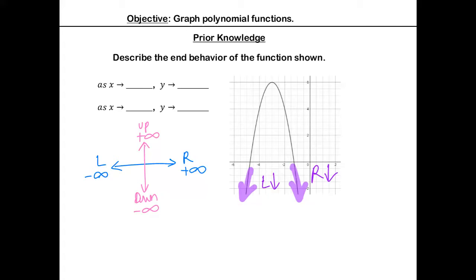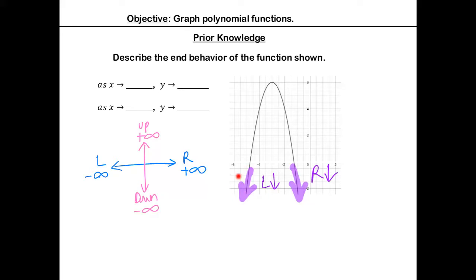Somebody in first period asked me if it mattered that it was still on the left side of the y-axis. That doesn't matter. We're looking at the left side of the graph and the right side of the graph, okay?